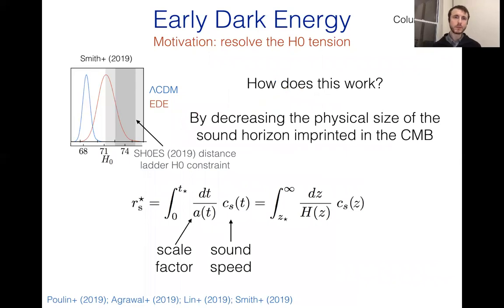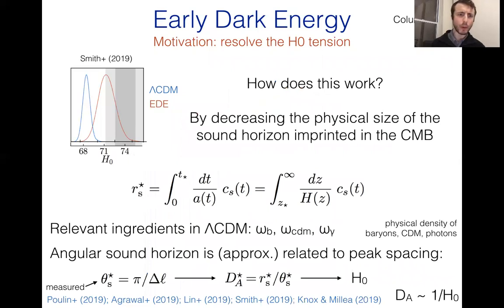So physically, this works by decreasing the size of the sound horizon imprinted in the CMB. I suspect most have heard the basics of this story before. The sound horizon is the integral of the sound speed, c_s dz over H of z, from the beginning of the universe to the time of recombination. So in lambda CDM, the only parameters that enter that quantity are the baryon density, the cold dark matter density, and the photon density. In early dark energy, as we'll see, there are additional parameters that impact it.